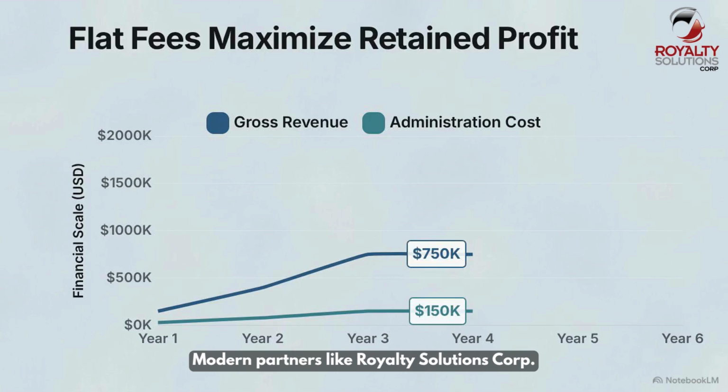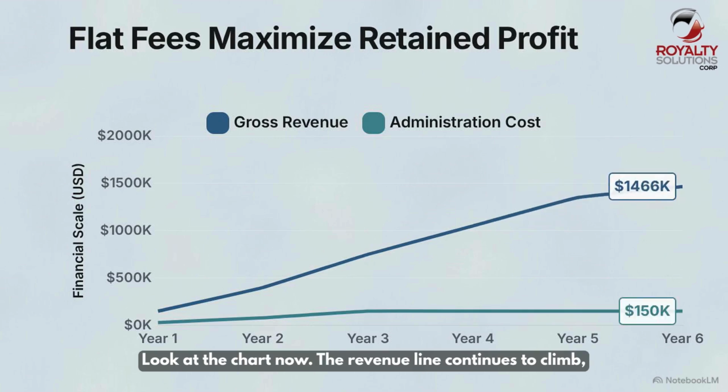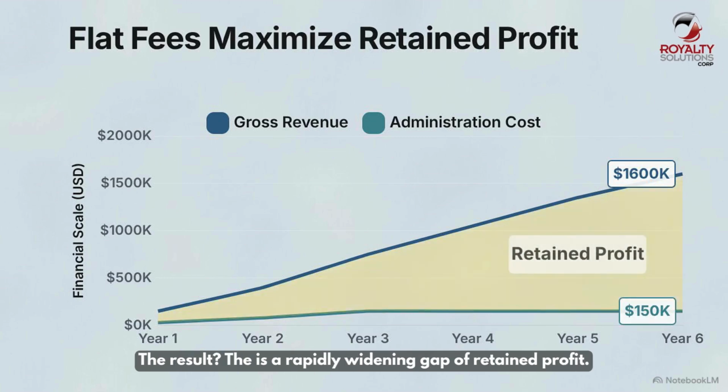Modern partners like Royalty Solutions Corp utilize a transparent, flat-fee administration model. Look at the chart now. The revenue line continues to climb, but the administration cost line flattens out horizontally. The result is a rapidly widening gap of retained profit.